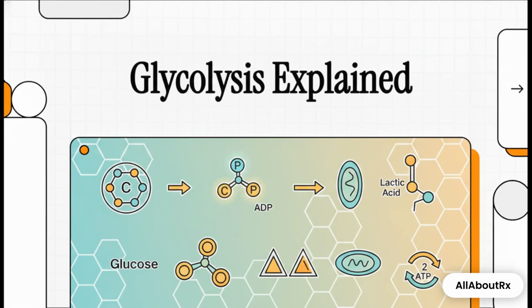Welcome back to AllAboutRx. Today, we are breaking down one of the most fundamental metabolic pathways, glycolysis, also known as the Embden-Meyerhof pathway. If you've ever wondered how your cells extract that initial burst of energy from your food, well, you're in the right place. We're going to make this complex biochemistry clear, approachable, and easy to retain for your exams.